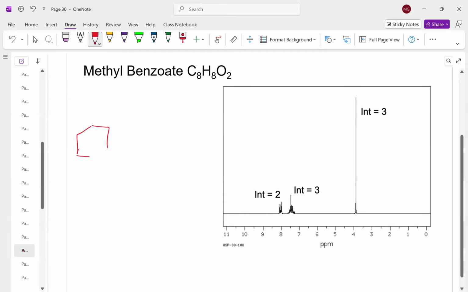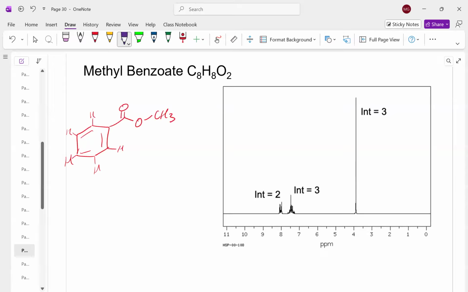So here is the structure for methyl benzoate. Don't look at the NMR quite yet. Let's just go from the basic foundation here. Let's just predict the number of signals we should see. Okay, I'm going to draw in all the hydrogens here. I'll start at this methyl group because it's sp3 hybridized and it's the only sp3 hybridized carbon around.